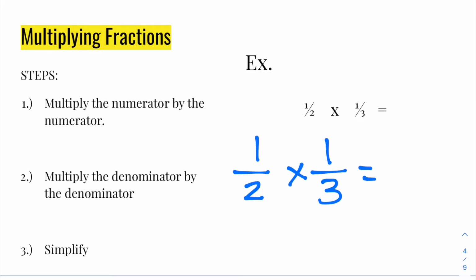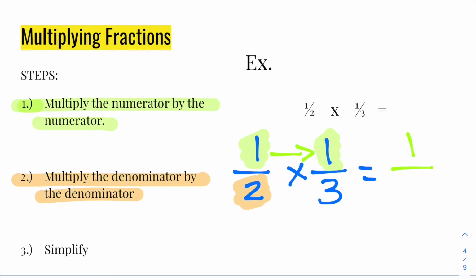Now, my first step in the problem says I need to multiply the numerator by the numerator. That just means I have to multiply my numerator in my first fraction times my numerator in my second fraction. And that will equal 1, because 1 times 1 is 1. The second step is to multiply the denominators together. And all that says is that I have to multiply the denominator in my first fraction times the denominator in my second fraction. That means here I have to multiply the 2 times the 3, which will give me 6.